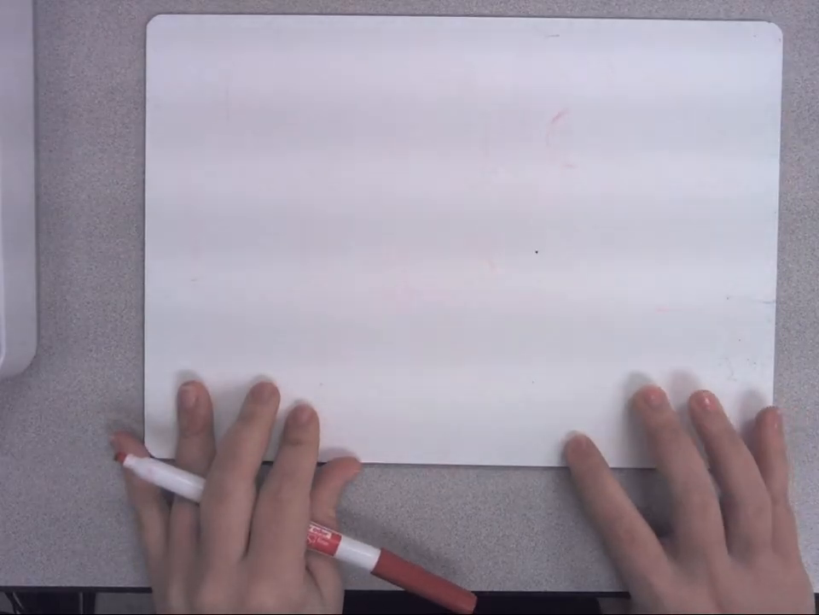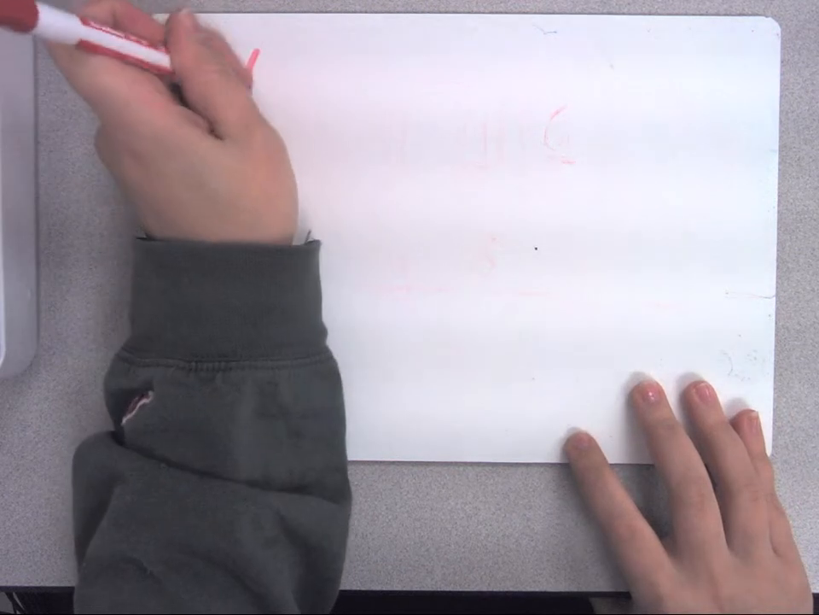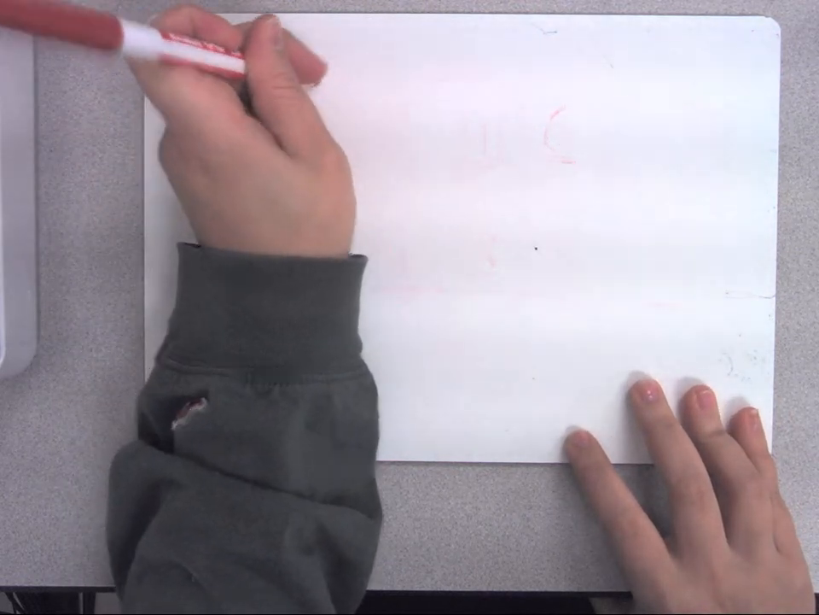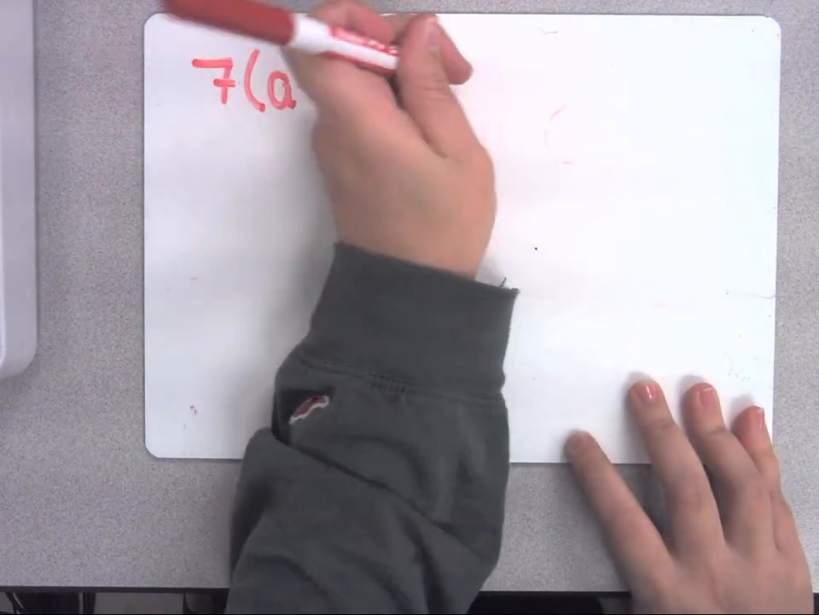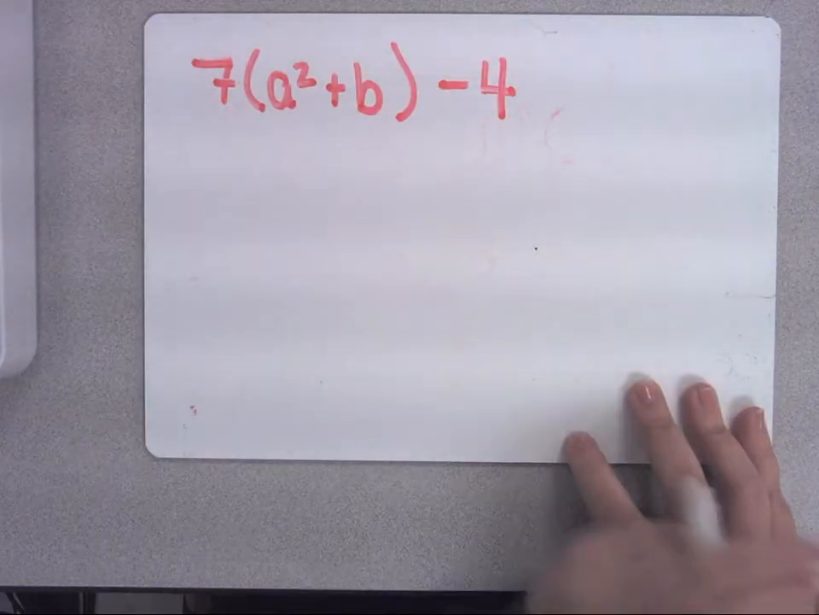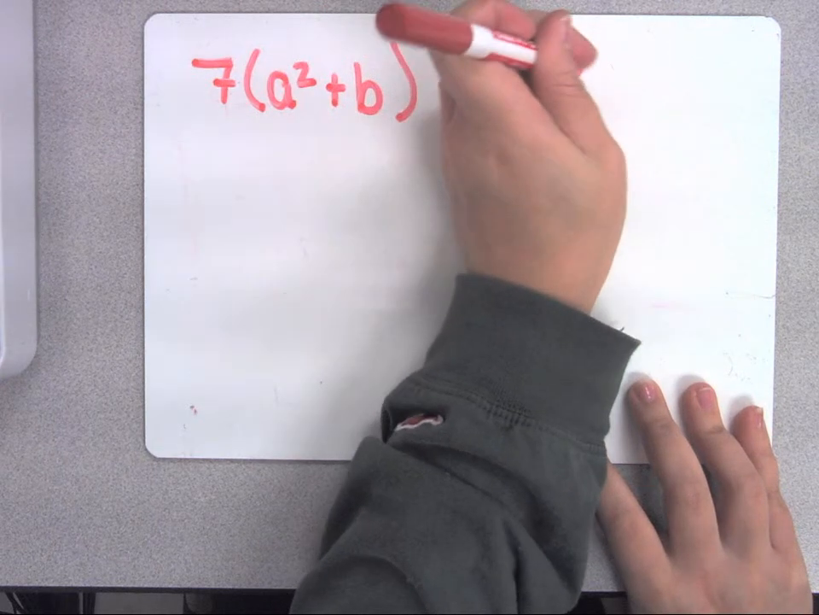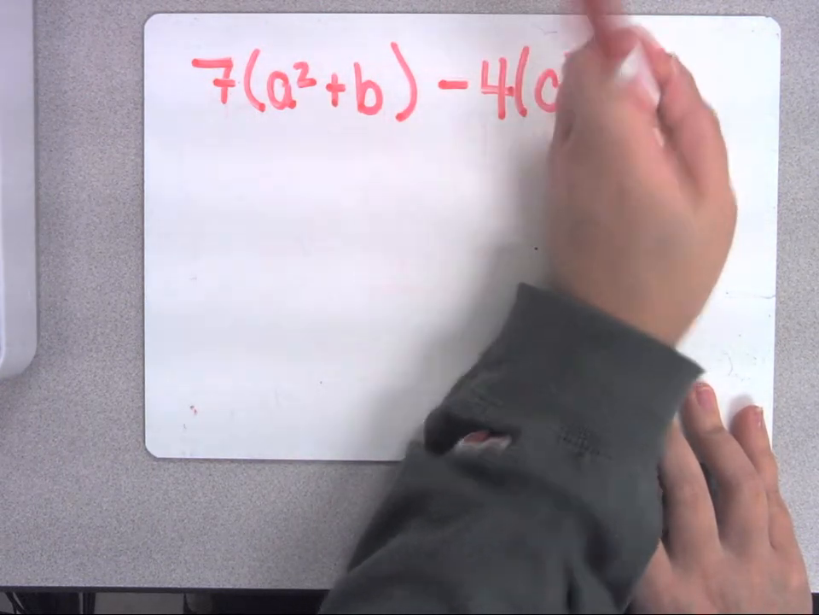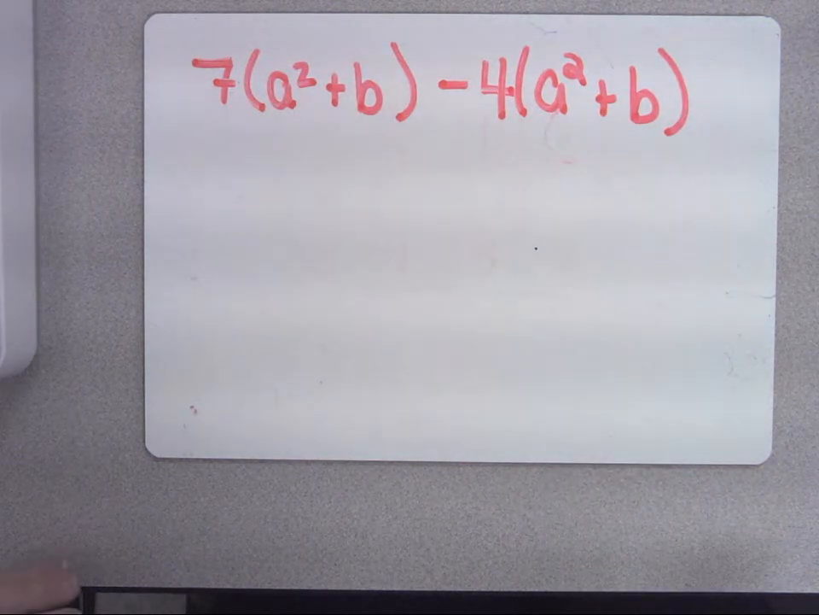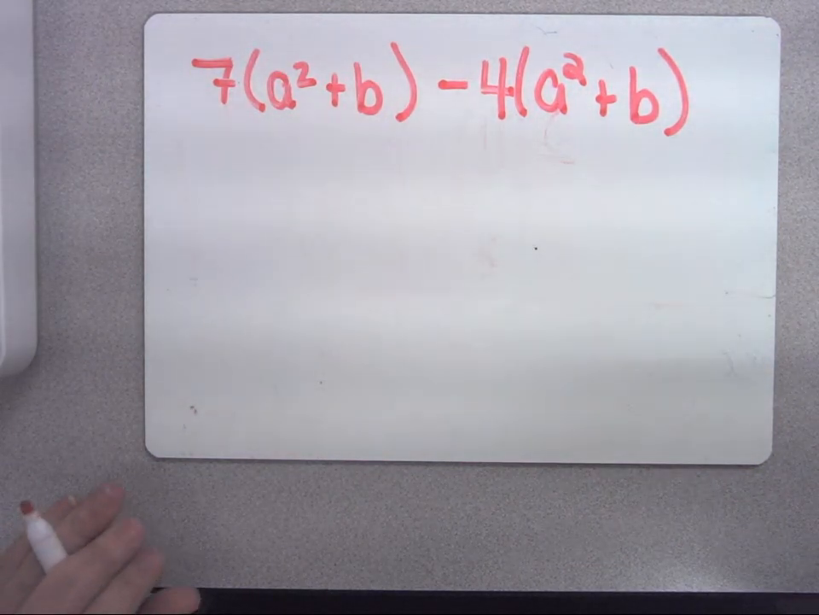Okay. Last one, I'm thinking 7 parentheses, a squared plus b, close your parentheses, minus 4 parentheses, a squared plus b, close your parentheses.